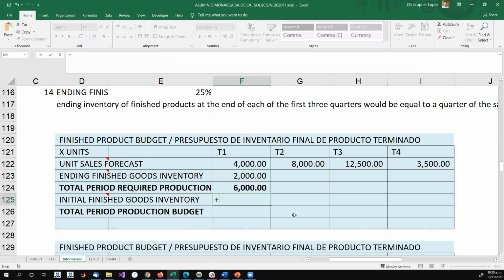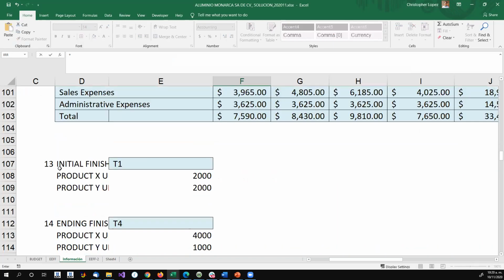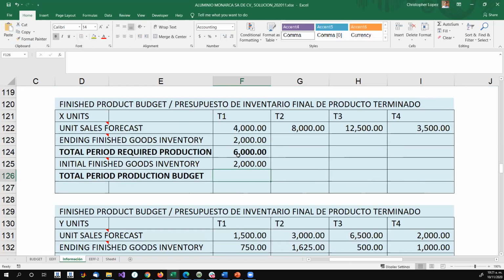And it says there that I need to put here the initial inventory that I have, because I don't need to produce that. I already have it. So I go up, and again, this information that was given to me, I have it here on paragraph 15 on this table. And there I have the inventory that I started with.